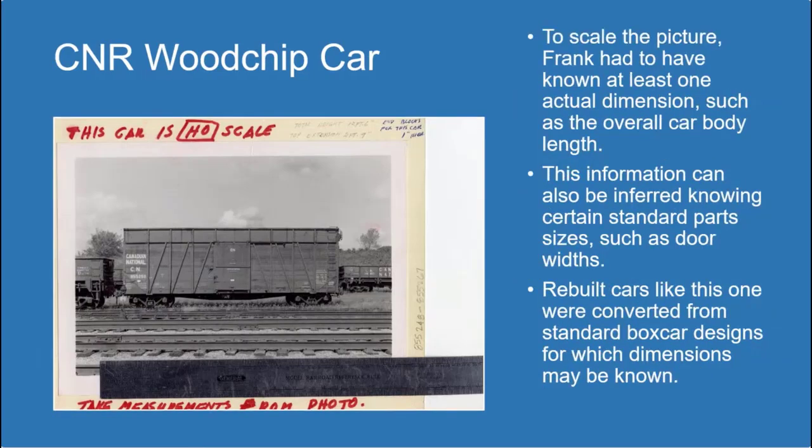So to scale a picture, Frank had to have known at least one actual dimension, such as the overall car body length. This information can also be inferred knowing certain standard part sizes such as door widths. Rebuilt cars like this one were converted from standard boxcar designs for which dimensions may also be known.